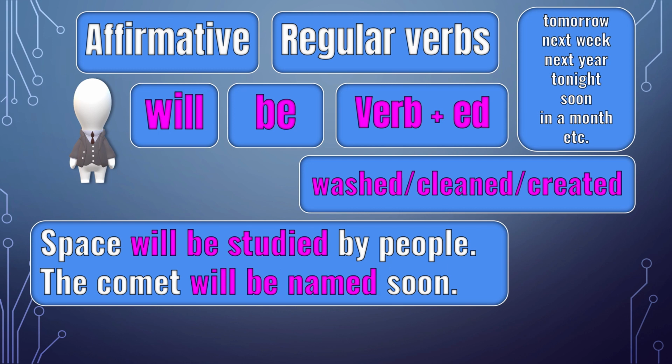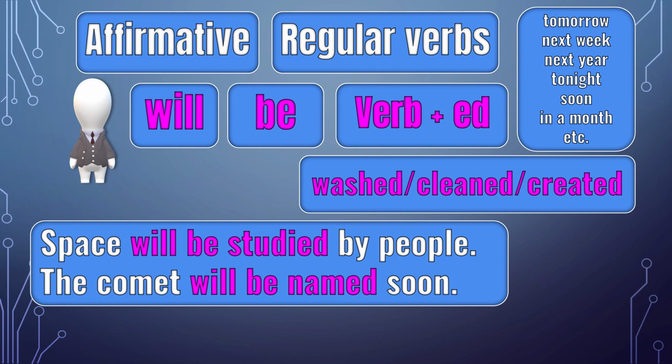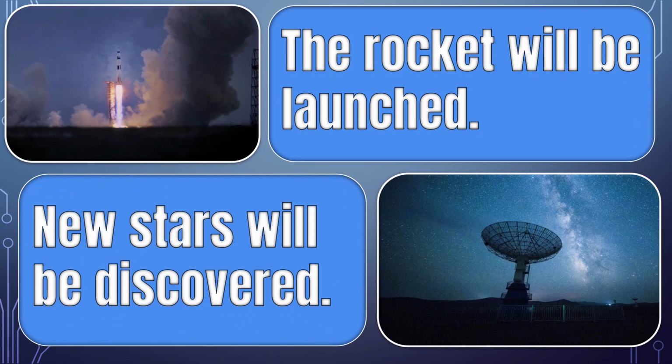We begin a sentence with a subject, add will, then be, and a verb plus ed. For example, washed, cleaned, created. Space will be studied by people. The comet will be named soon. The rocket will be launched. New stars will be discovered.